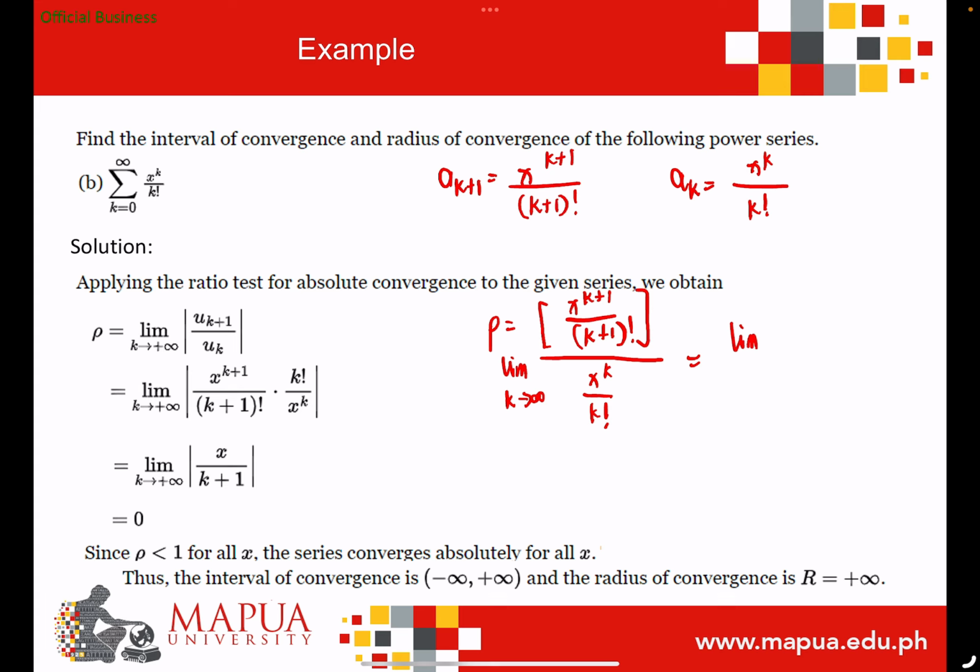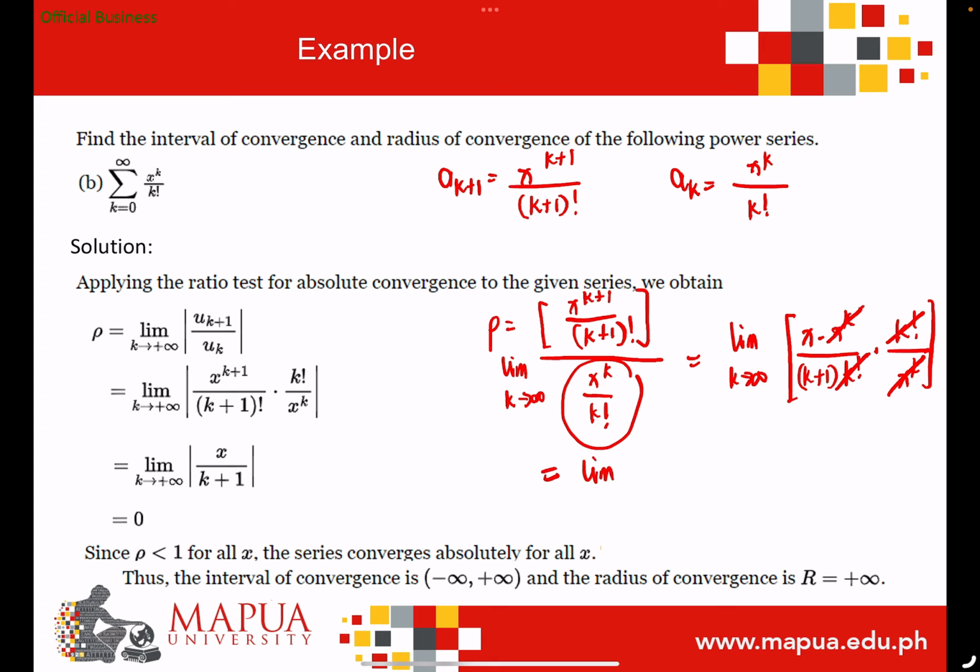So this is the limit as k approaches infinity of x times x raised to k over k plus 1 times k factorial, multiplying by the reciprocal of the denominator, so k factorial over x raised to k. We can cancel out x raised to k and k factorial, so the answer is the limit as k approaches infinity of x over k plus 1.